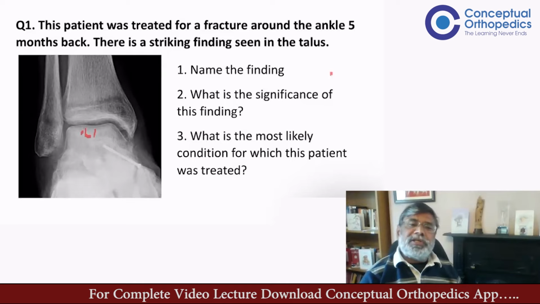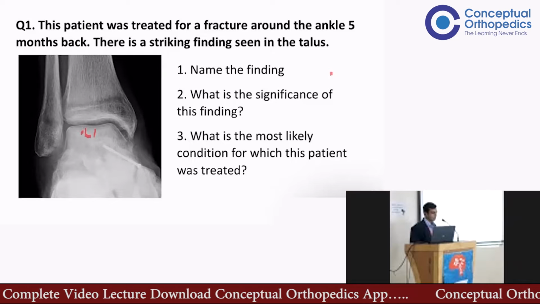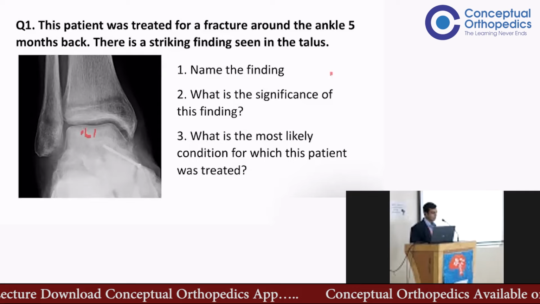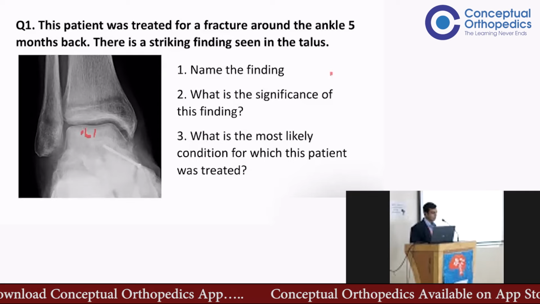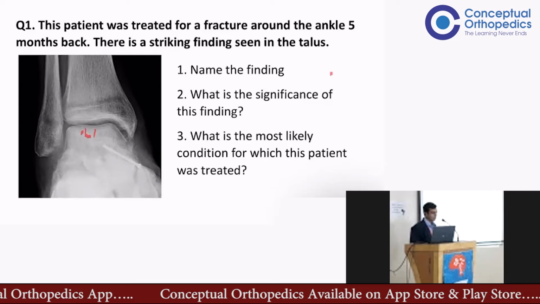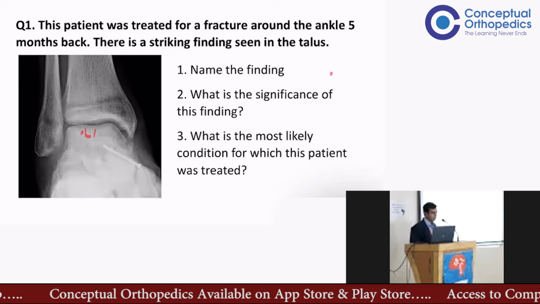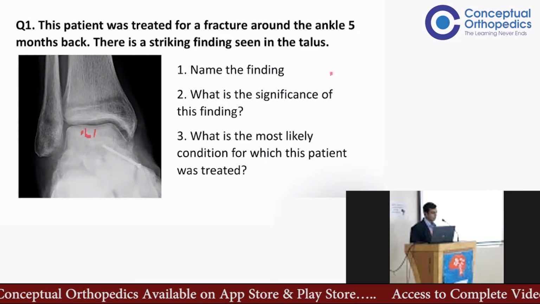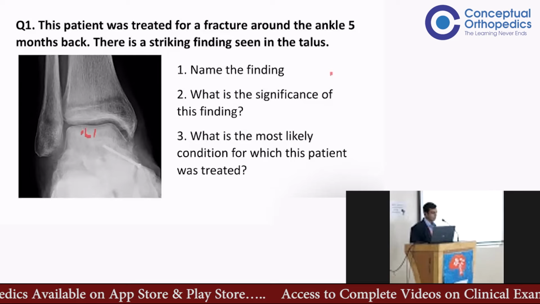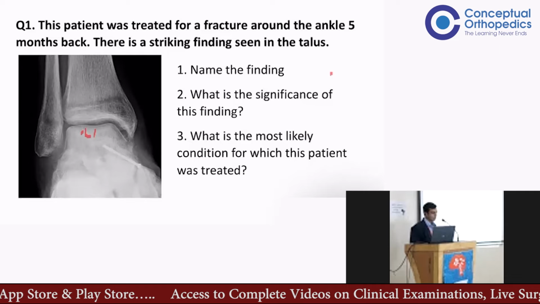So can you tell me what are the stages of Hawkins classification? Yes, sir. In stage one, there is an isolated neck fracture of the talus. In stage two, there is a neck fracture along with talonavicular dislocation. In stage three, talocalcaneonavicular dislocation is there along with the neck fracture. And in stage four, there is talocalcaneonavicular and ankle dislocation also. So these are the four stages of Hawkins classification of fracture neck of talus, sir.